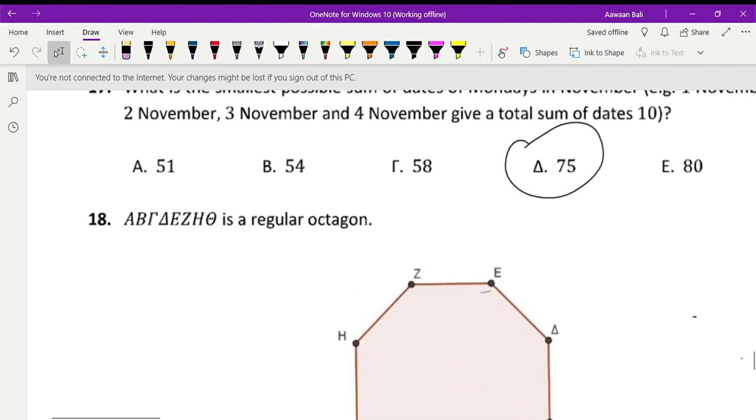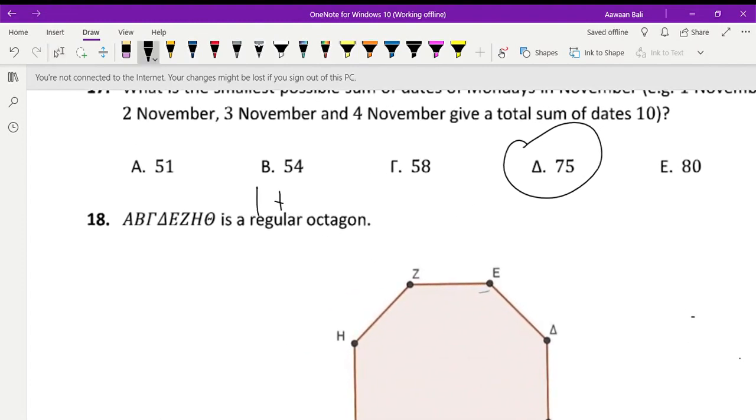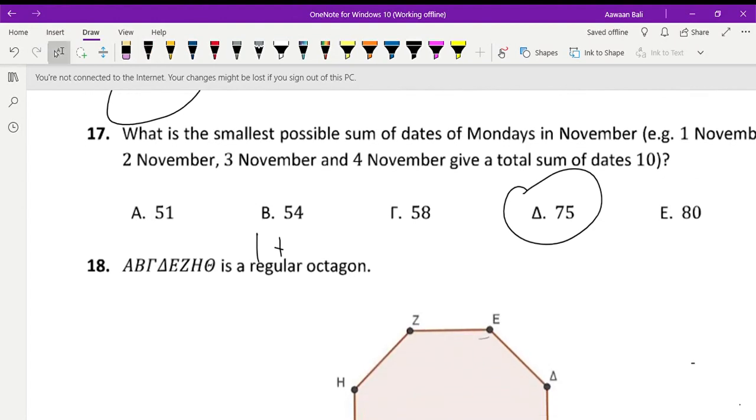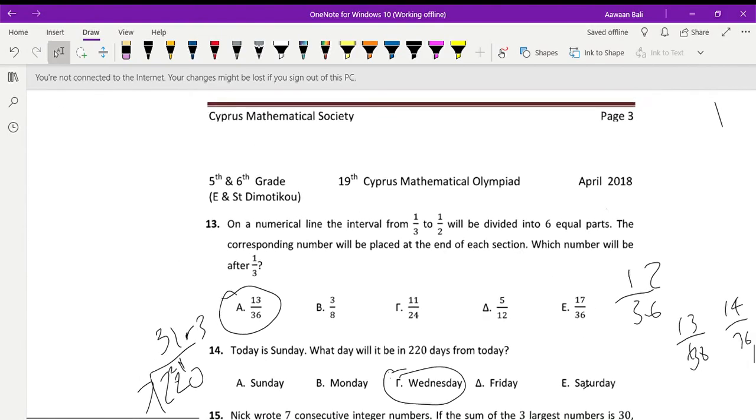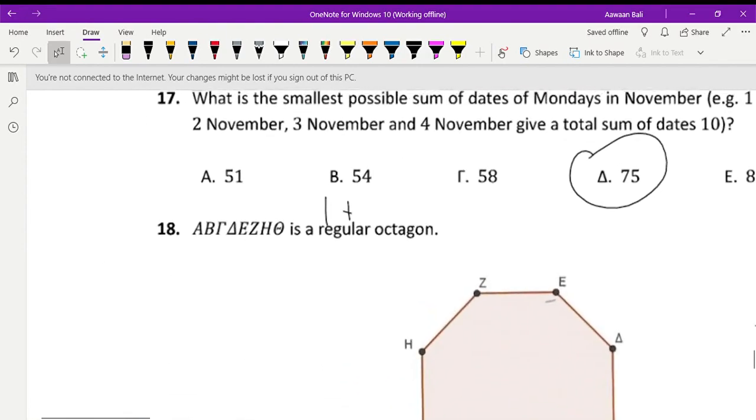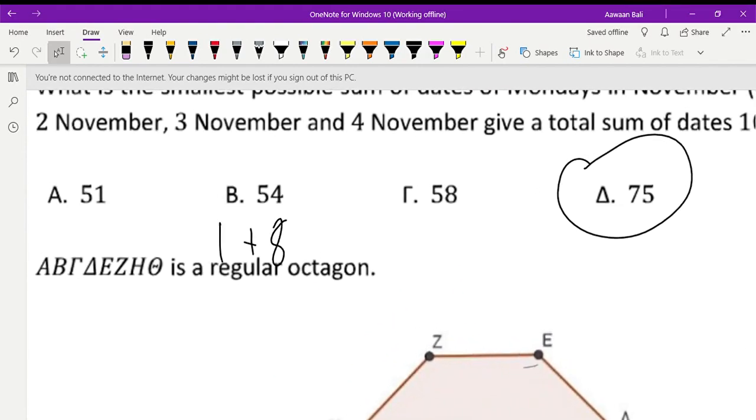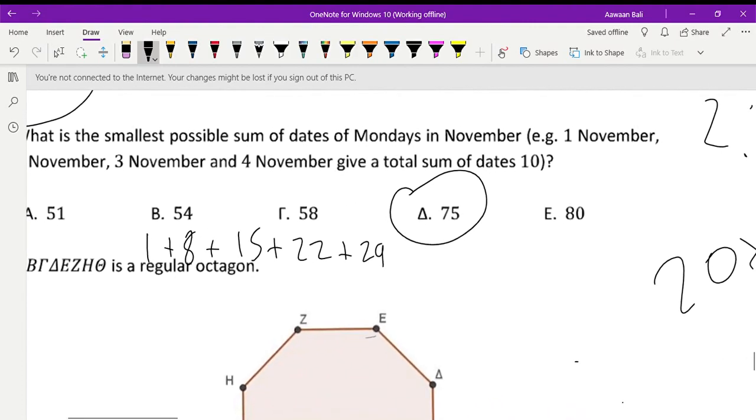So here we have the 1st of November, and then we add 7, because that's the number of days in a week, and then it'll still be a Monday after that, as we said in question number 14. So basically 1 plus 7 is 8. Now 8 plus 7 is 15. 15 plus 7 is 22. 22 plus 7 is 29. And since we know that there are a total of 30 days in November, we can stop there.